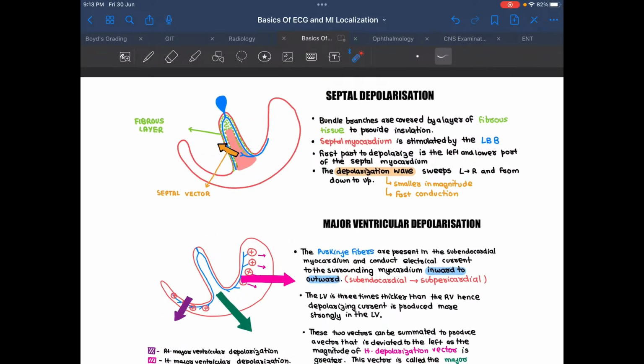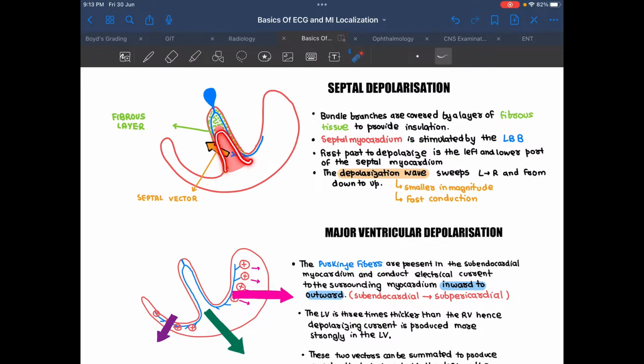Okay? Just remember, guys, this is the septal myocardium. If you talk about the interventricular septum, the upper portion is the fibrous layer. Electrically, it's not able to conduct very freely. But the basal portion of your septal myocardium is your myocardium proper. It's not the fibrous layer, but it can conduct current through it.